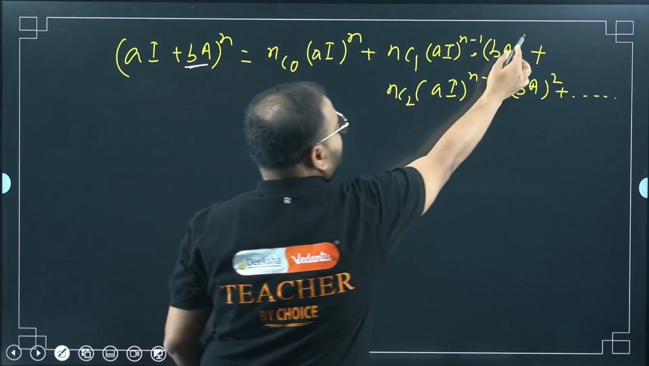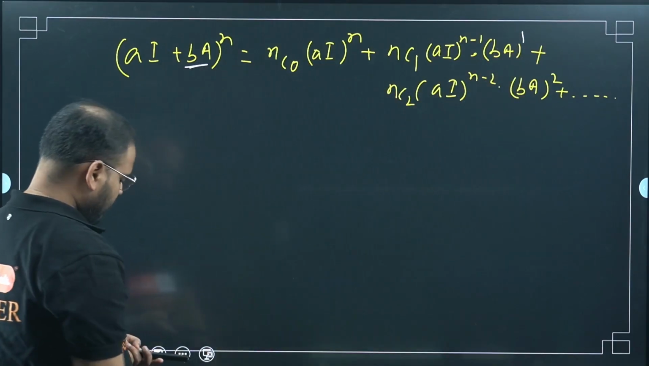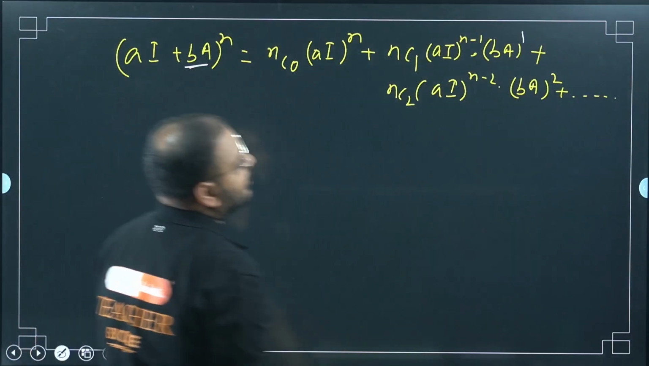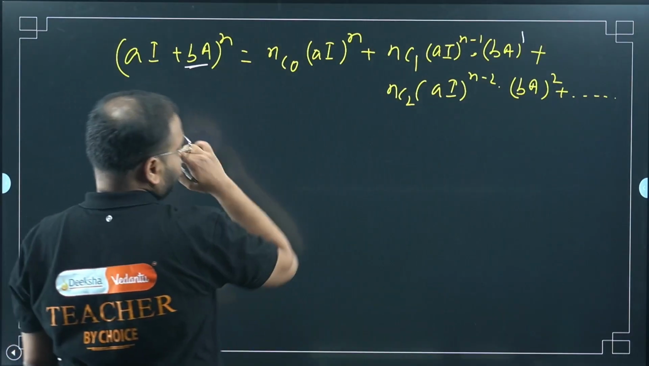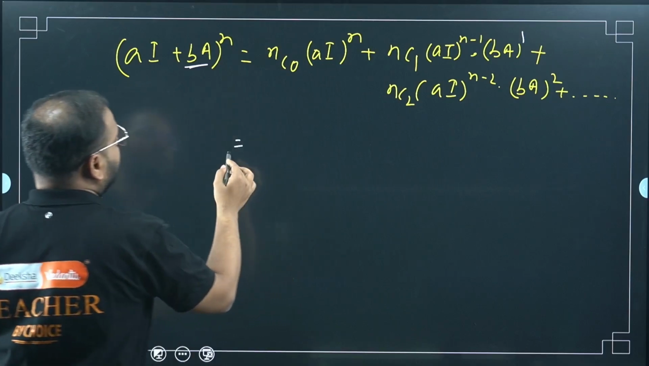ba to the power 1 is there. Then in the next term, I have y power 2. Here also ba power 2 is there. And it keeps going on like this. Please check. If I simplify this, what will this be?